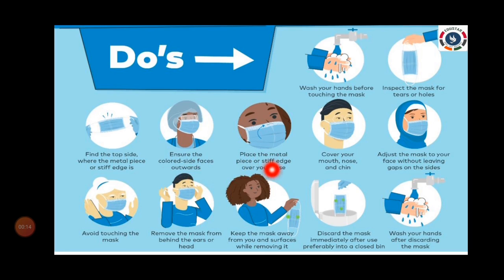Then place the metal piece or stiff edge over your nose. Cover your mouth, nose and chin. But many of you are not following this properly. Adjust the mask to your face without leaving gaps on the sides. So both sides should be covered without gaps. And avoid touching the mask. Many of you keep adjusting the mask and wearing a loose mask. That is not good. It is better to use a mask fitted exactly on your face.